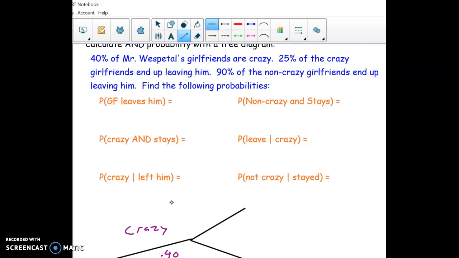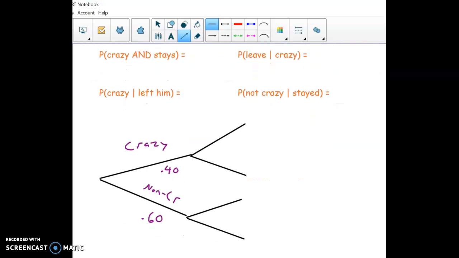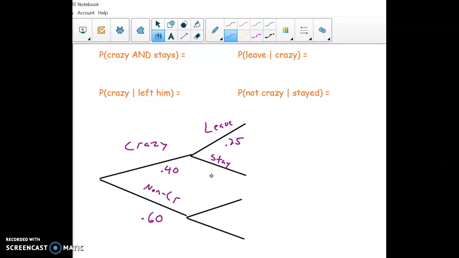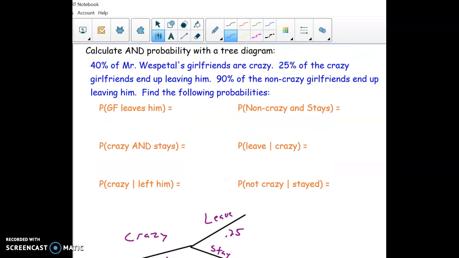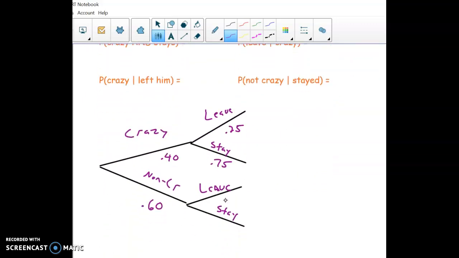All right, so 25% of the crazy girlfriends end up leaving. So out of the crazy, we're going to label leave, and only 25% leave. Sadly, I wish more would leave if they're crazy. The rest are the ones that would stay, and you have to infer that if 25% left, then the other 75% must have stayed. That probability is different for the non-crazy, so we can label leave and stay again, and then we just got to look back in the question. Out of the non-crazy, 90% leave, so we're going to have 90% up here leaving. That means only 10% staying.